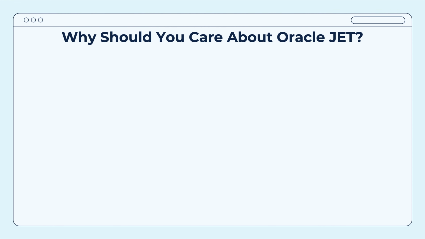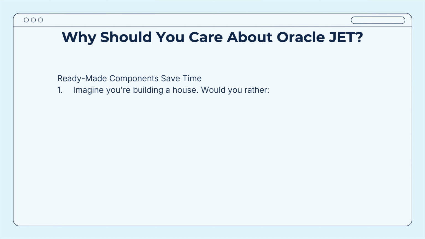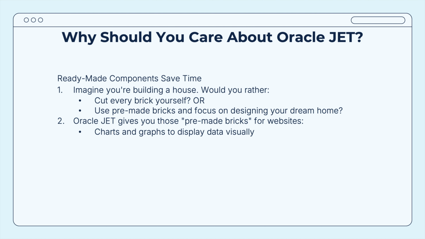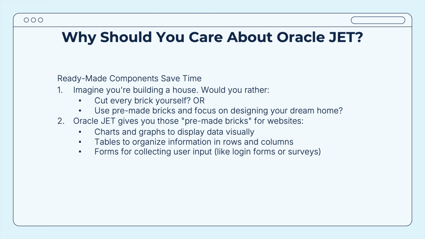Why should you care about Oracle JET? Number 1. Ready-made components save time. Imagine you're building a house. Would you rather cut every brick yourself or use pre-made bricks and focus on designing your dream home? Oracle JET gives you those pre-made bricks for websites: charts and graphs to display data visually, tables to organize information in rows and columns, and forms for collecting user input, like login forms or surveys.